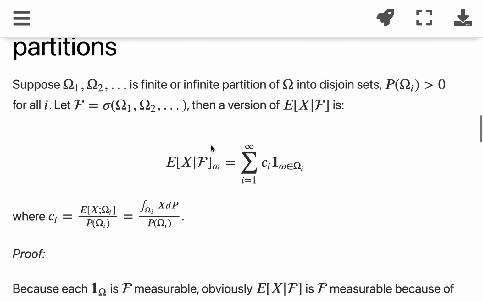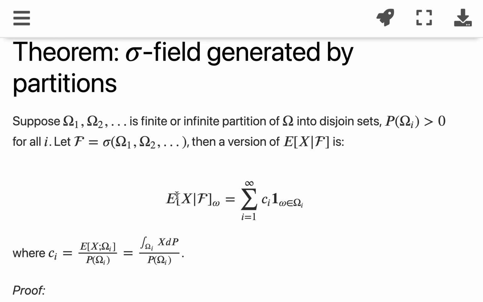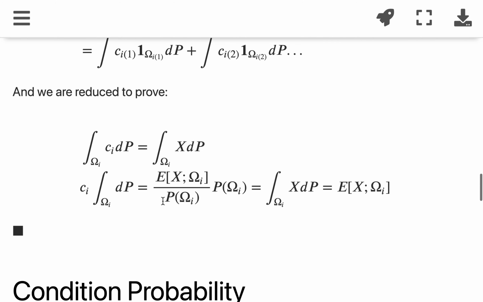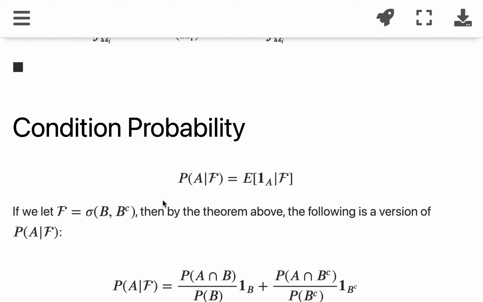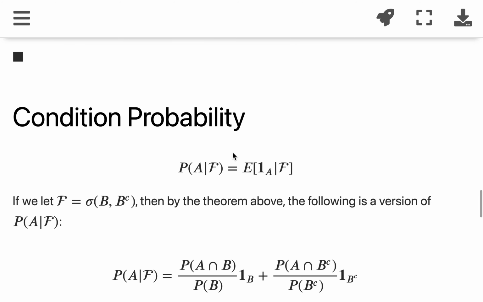So by using this one, we're going to see how the conditional probability formula comes from. So remember, the probability of A given a sigma field F is equivalent to the conditional expectation of the indicator random variable on set A. So these two are equivalent.